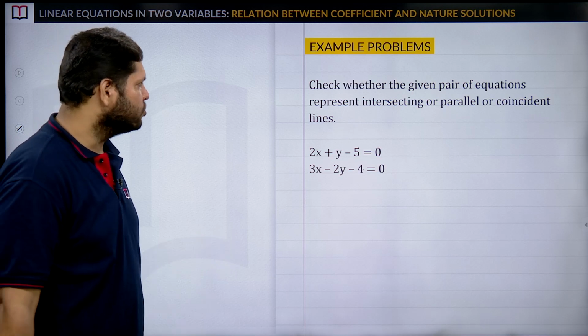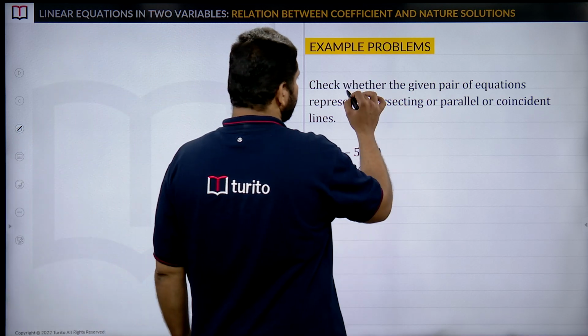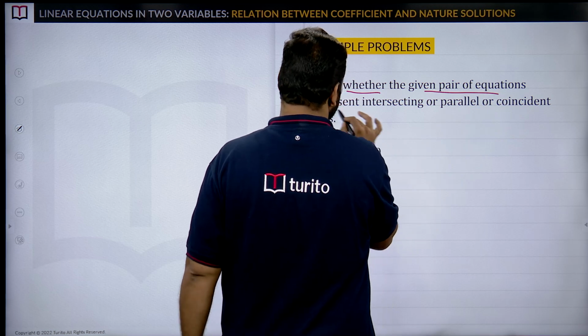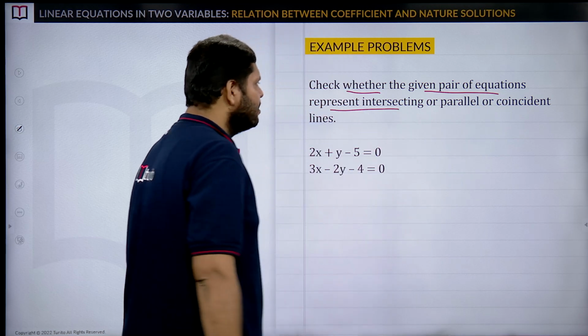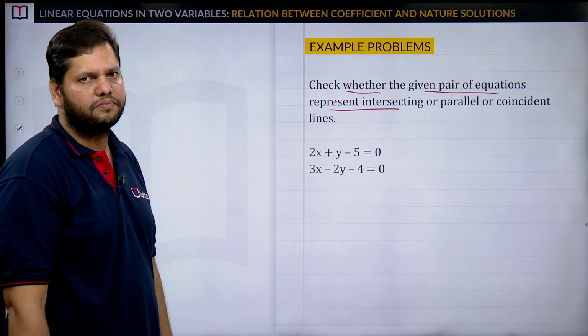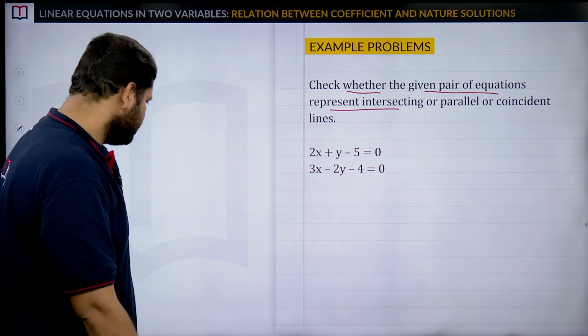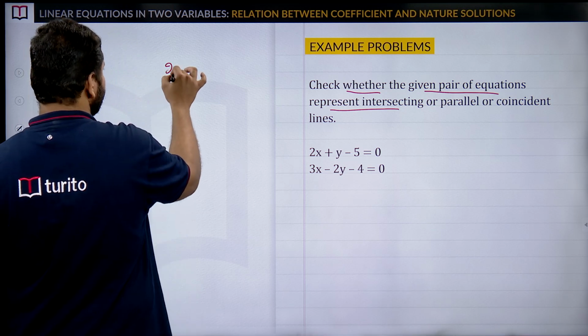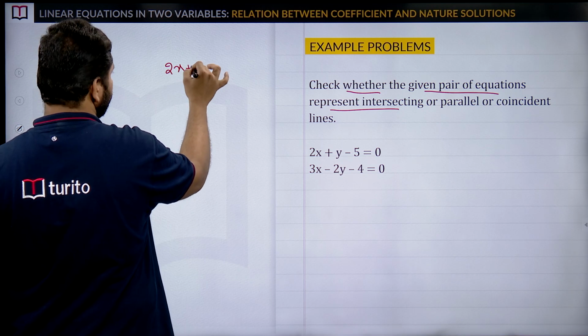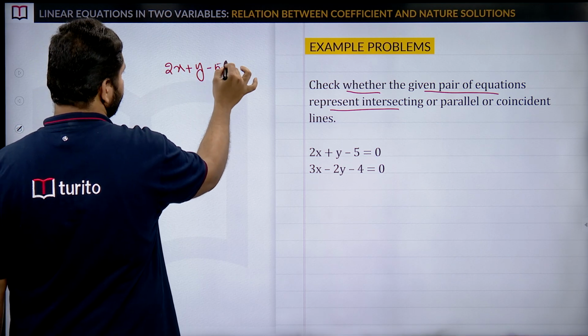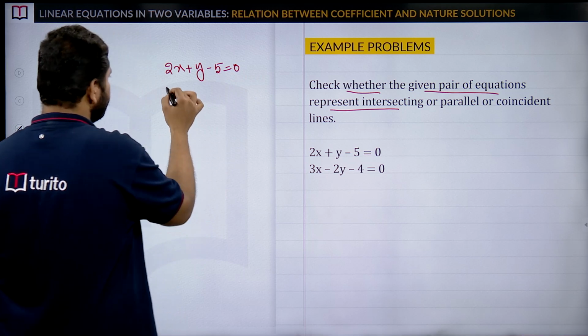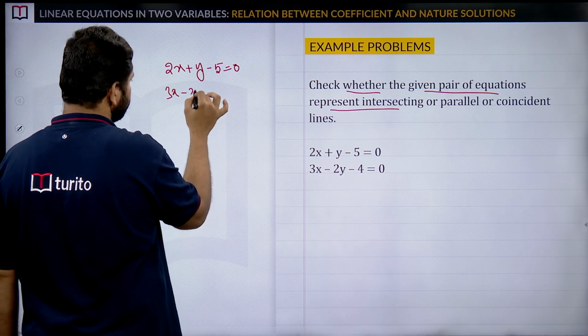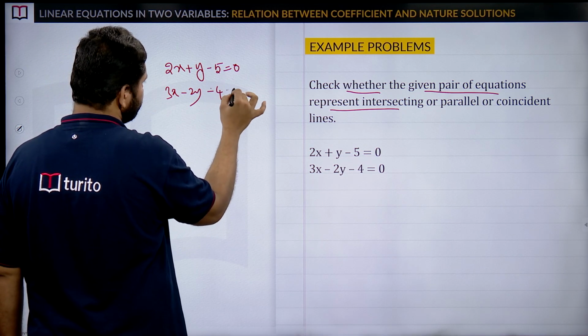Now children, let us see one question here. Check whether the given pair of equations represent intersecting lines or parallel lines or coincident lines. Okay, children, let us do one. First, what is the given equation, children? First one, 2x plus y minus 5 equal to 0. And second equation is 3x minus 2y minus 4 equal to 0.